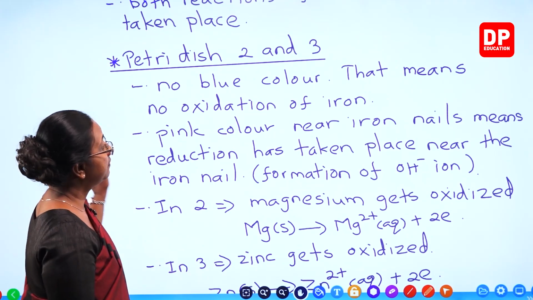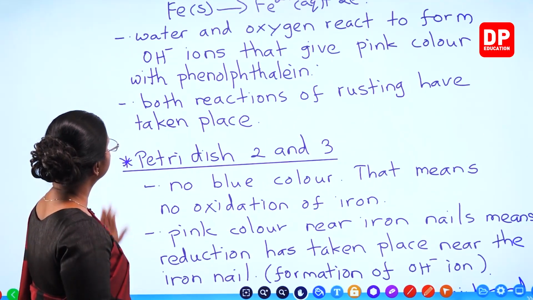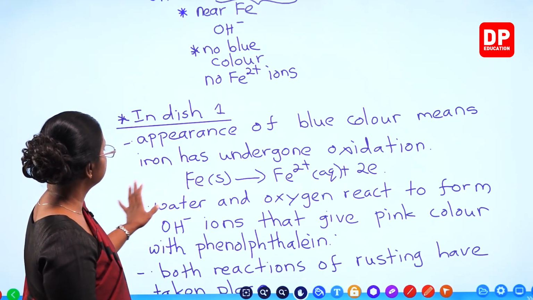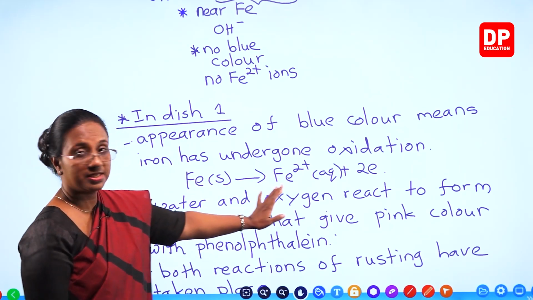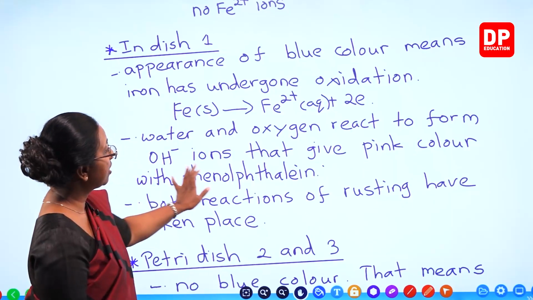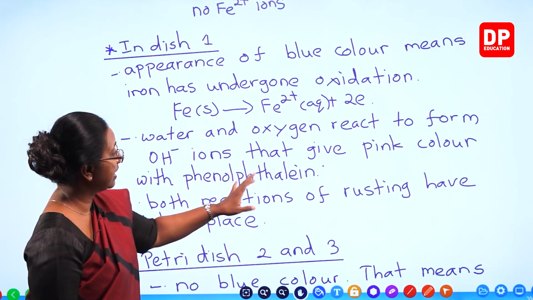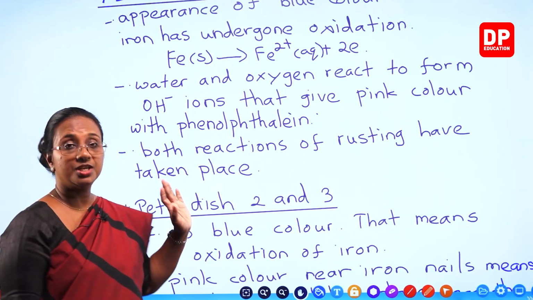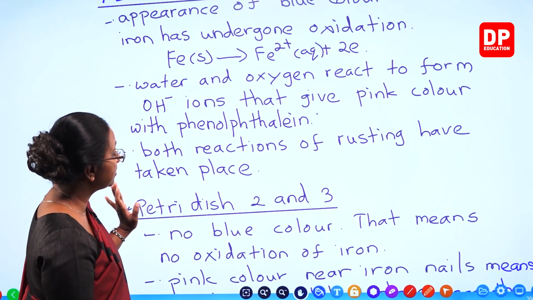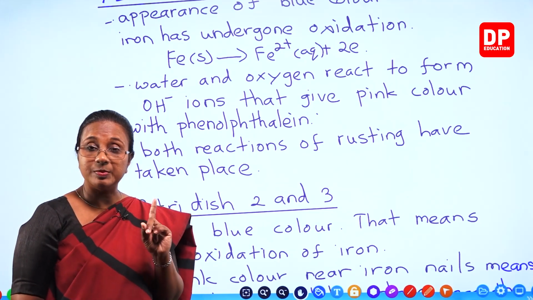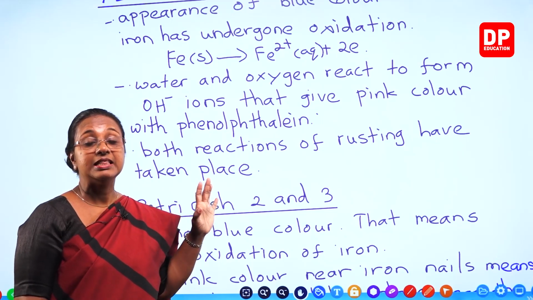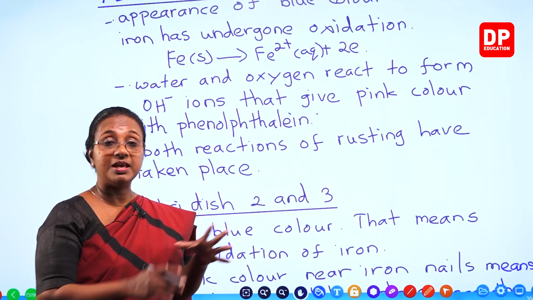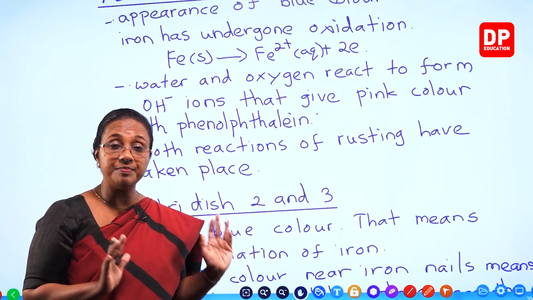In the first petri dish, like I said here, in dish 1, appearance of blue color means iron has undergone oxidation. This is the reaction. And water and oxygen react to form OH minus ion that give pink color with phenolphthalein. So that means both the reactions, oxidation and reactions related to rusting, have taken place in the first petri dish where there was only iron. That is to show that rusting is taking place during this activity, to confirm that.